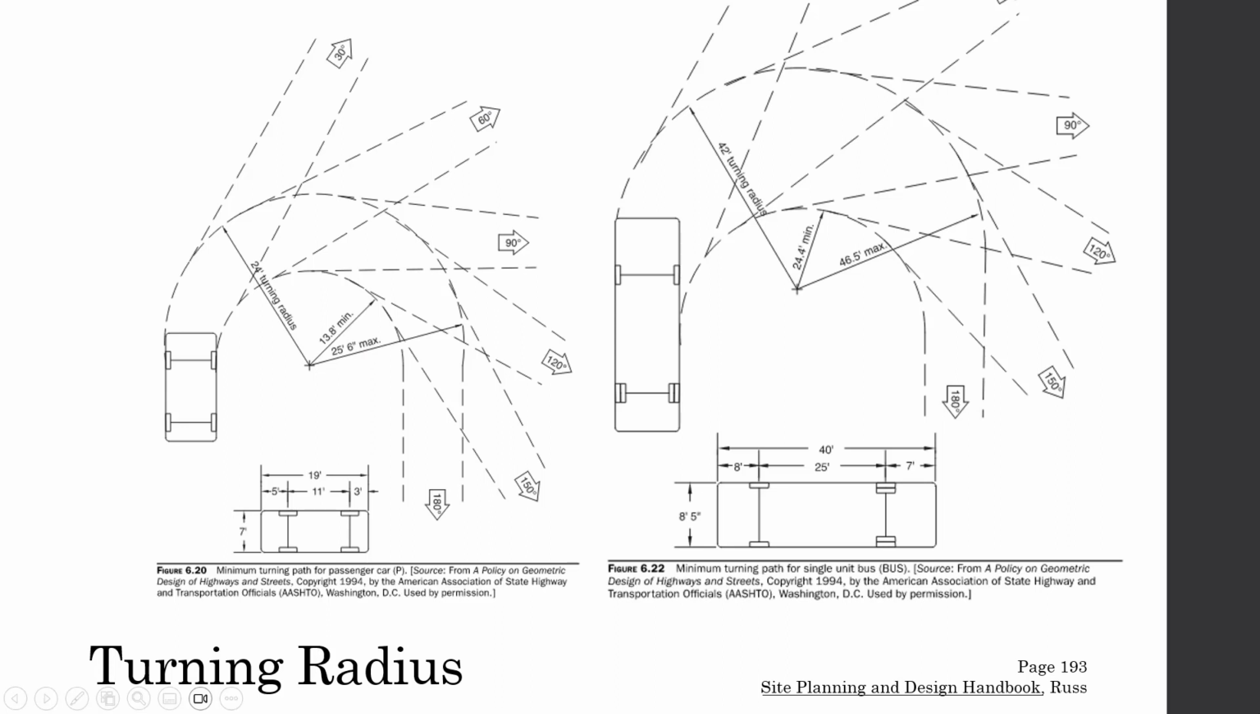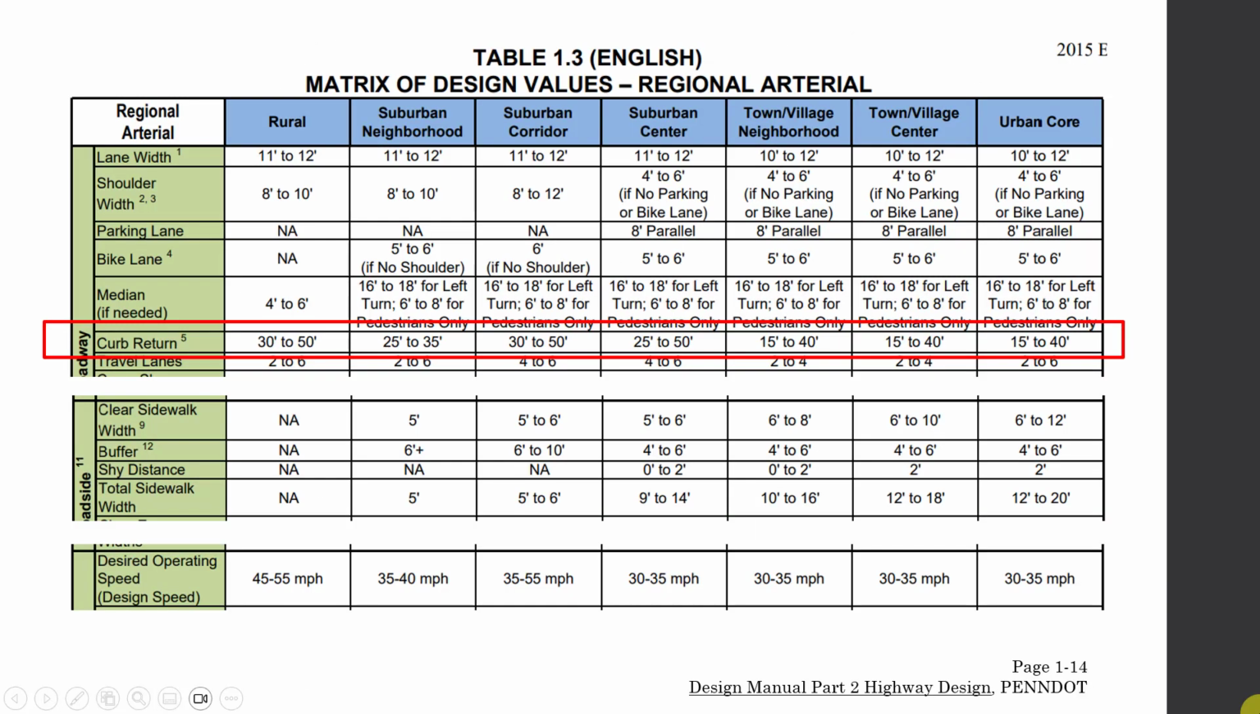Different vehicles will have different turning radii, and this makes sense. All right, we all know that buses need more space to turn around than cars. So how do you know which turning radius to use in your road design? Generally speaking, you need to look at the zoning in your municipality and figure this out.